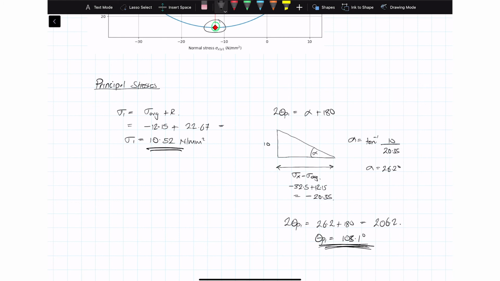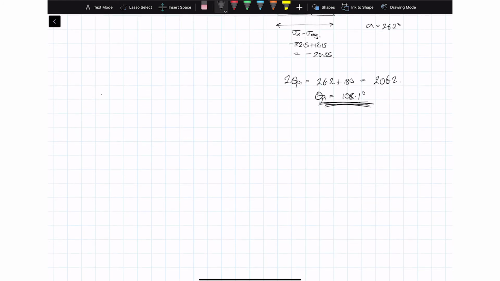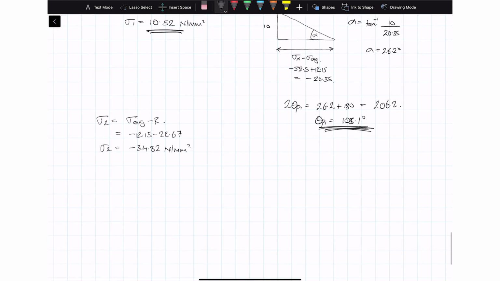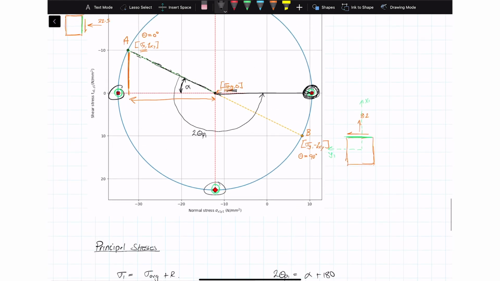So what is the minor principal stress? The minor principal stress, sigma 2, is going to be sigma average minus R. And again, we can work out our angle this time. This is our angle theta P2, right? This is the angle I need to rotate from my reference axis until I get down to this corresponding axis for the horizontal axis.